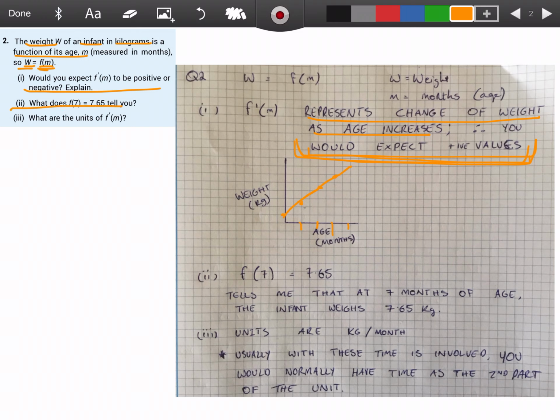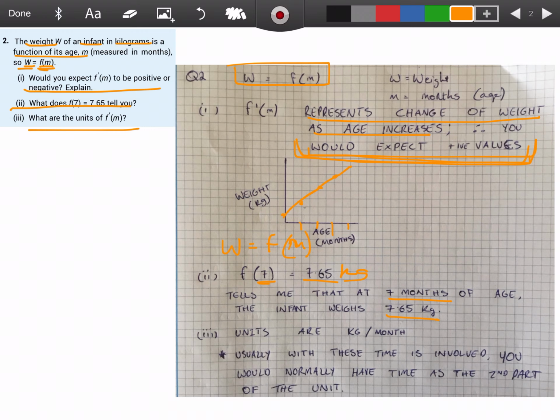Next one, what does f of 7 equals 7.65 represent? Look at my function. W equals f of m. Weight is a function of the amount of months, okay? So if I fill in 7, that's telling me how many months old the infant is. And then 7.65 represents the weight in kilos, all right? So as I've said there, it tells me that at 7 months of age, the infant weighs that many kilos, because I'm filling in my months and it's giving me a weight value.